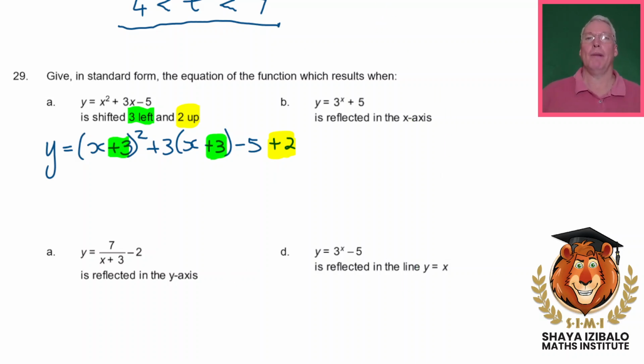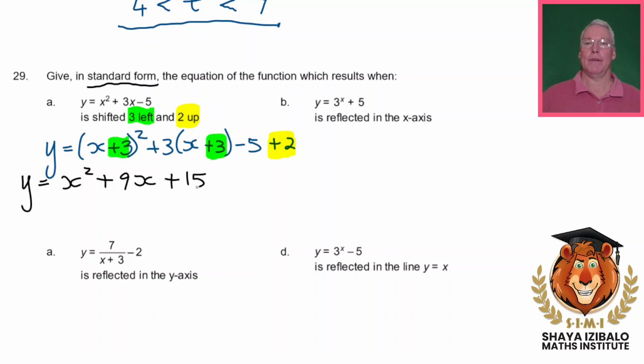Right, that's the answer, but it's not in standard form. The question does say in standard form. So we're going to have to multiply this out. X squared, we're going to get 6x here, plus another 3x, we're going to get 9x. We're going to get 9 here, plus another 9, that's 18. Minus 5 is 13, plus 2 is 15. Right, that function there is the previous function, shifted left 3 and 2 up.